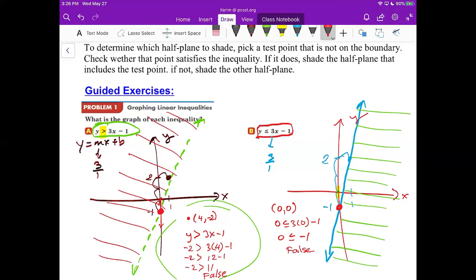Since it's a false statement, you're going to shade the other side, not the origin side, which I already shaded. So this is one of the tricks, the origin, if you want to use the point method, because zeros make our calculations easier.